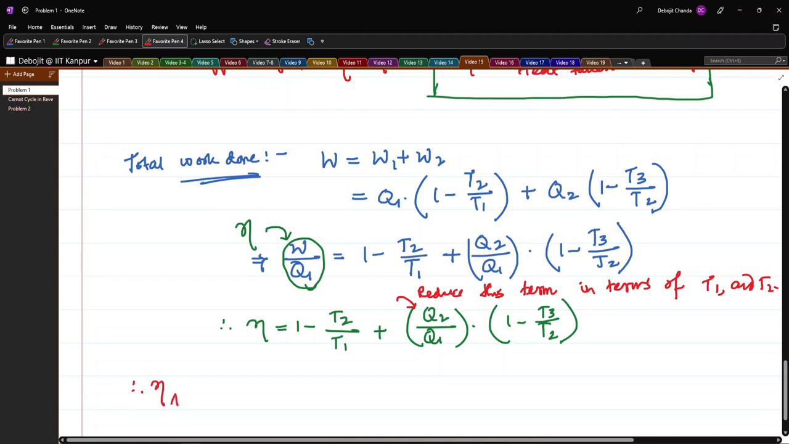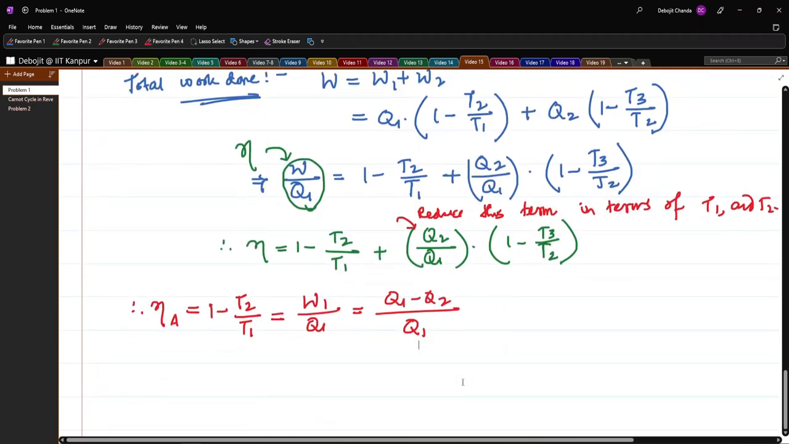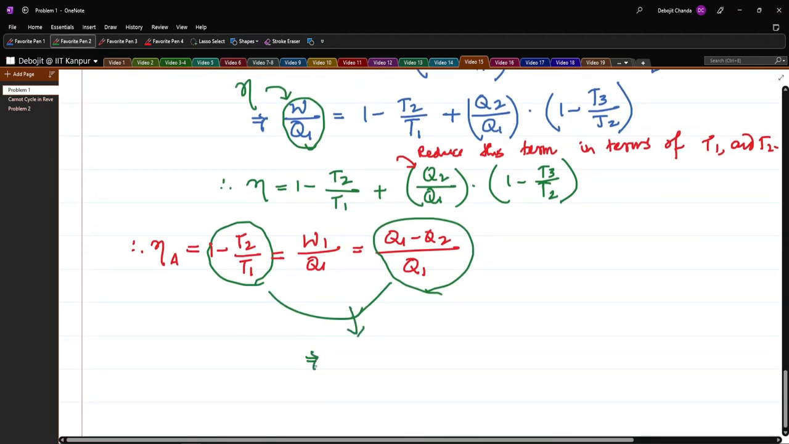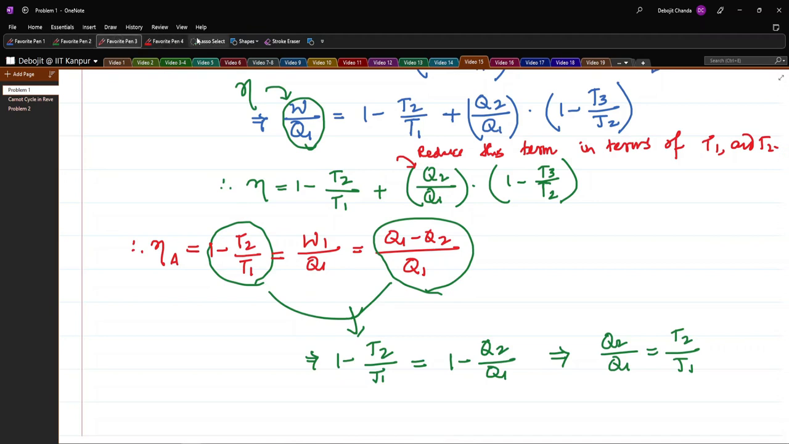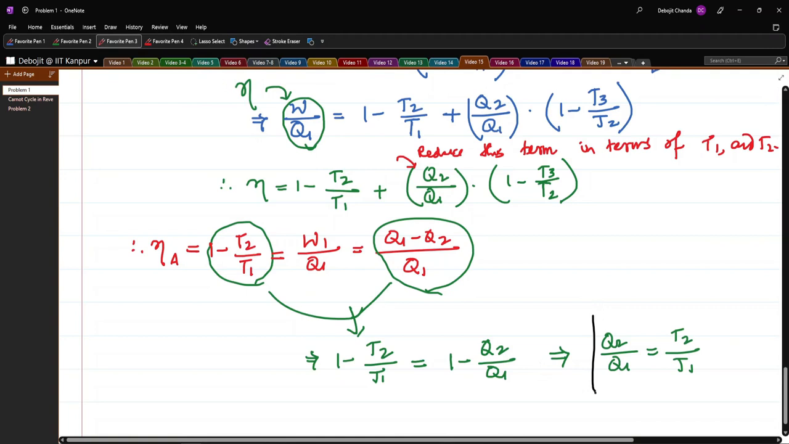To do that, we look into the form of eta A, which is the efficiency of Carnot engine A, and that is given by 1 minus T2 by T1, which is also equal to W1 by Q1. And we can write W1 as Q1 minus Q2 all over Q1. Looking at both of these, we get 1 minus T2 by T1 is equal to 1 minus Q2 by Q1, or Q2 by Q1 is equal to T2 by T1. So let me again put a box around this form.